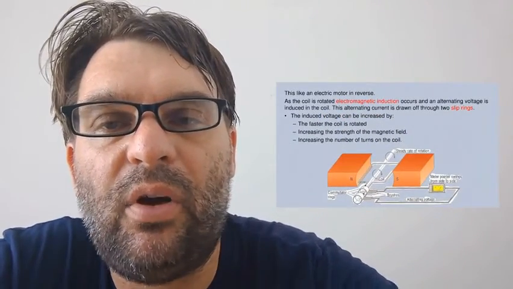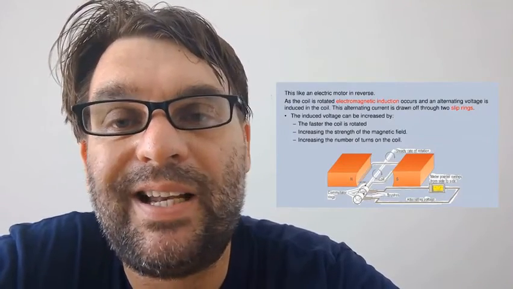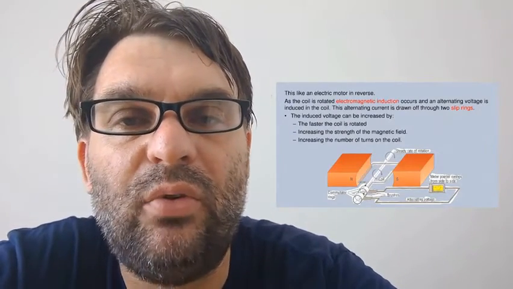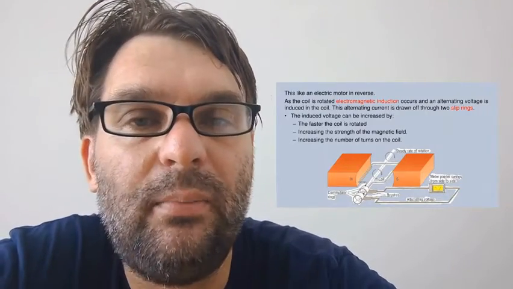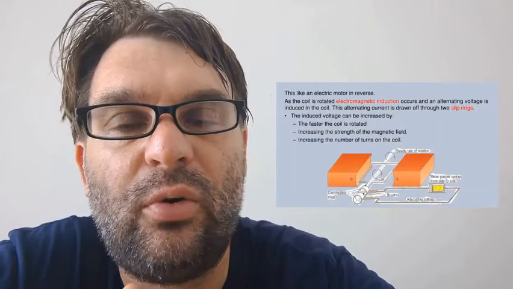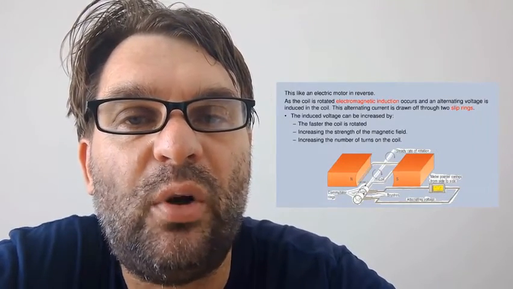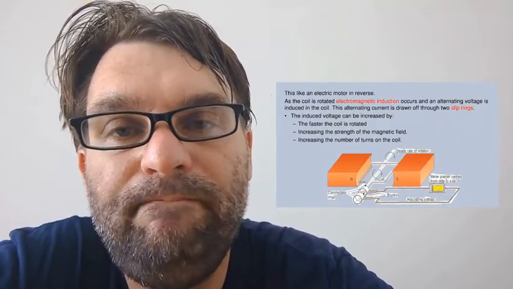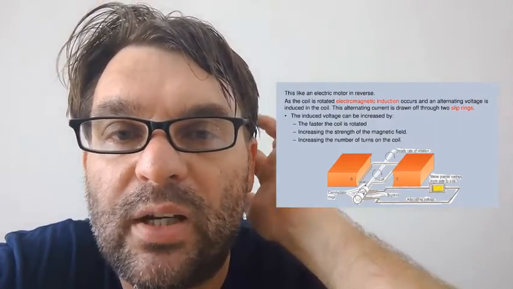Makes sense. So this is the example of the AC generator. This is basically like an electric motor, which we've looked at, in reverse. So as the coil rotates, we have electromagnetic induction occurring, basically generation of current within the coil, and it produces an alternating voltage in the coil. And this is then drawn off by the two slip rings.